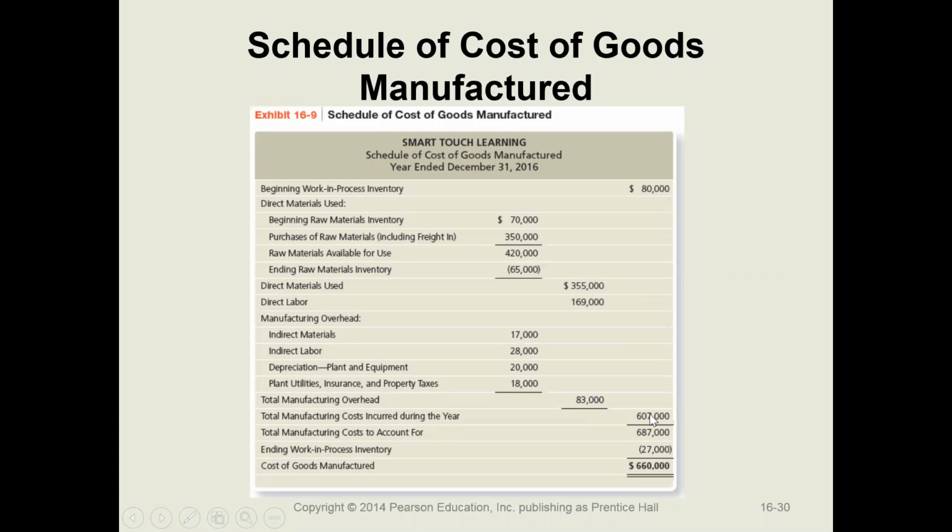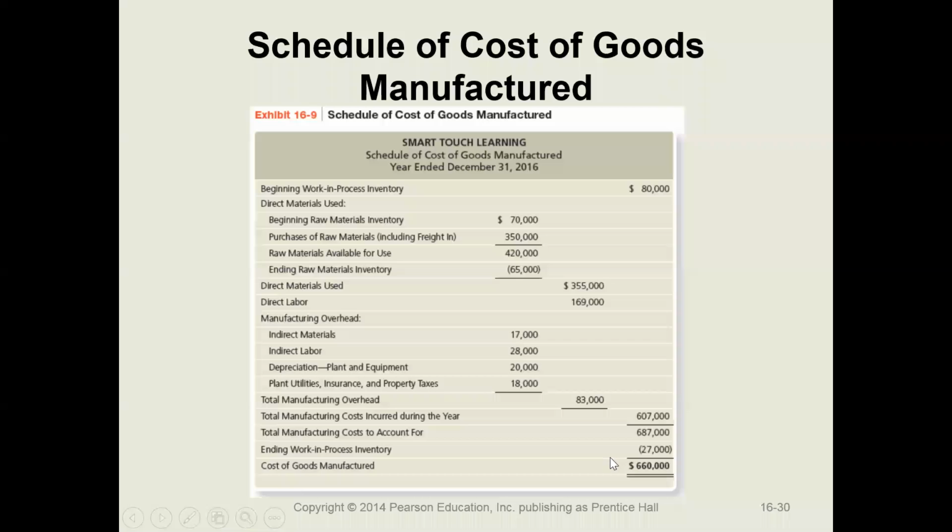Okay, so we add the total manufacturing costs incurred during the year to the beginning work in process inventory, and that's the total manufacturing cost to account for. From that number, we subtract the ending work in process inventory to get cost of goods manufactured.